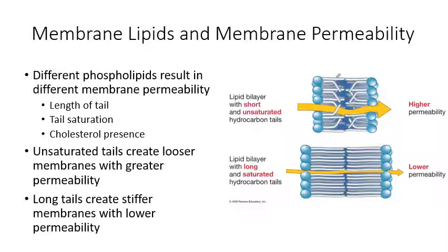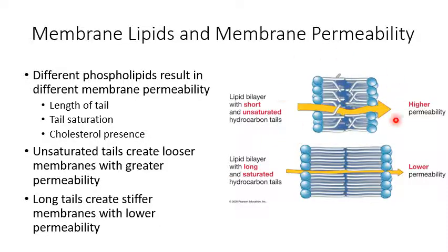So the length of the phospholipid tails and whether or not they're saturated, or how saturated they are, is going to affect the permeability of the membrane. And then also whether or not you have cholesterol, and just how much cholesterol you have in the membrane is going to affect its permeability. So first, focusing on the phospholipid tails, if you have unsaturated tails or short tails, then you're going to end up having a higher membrane permeability.